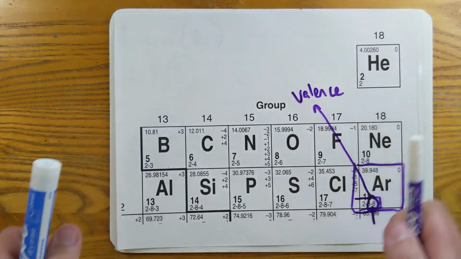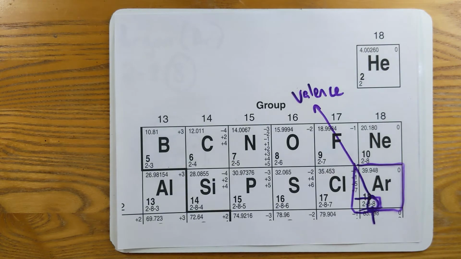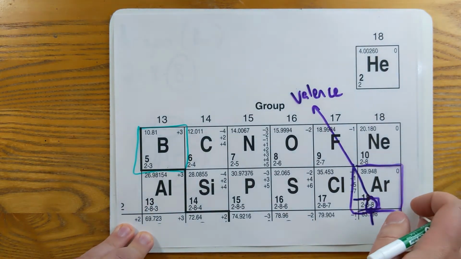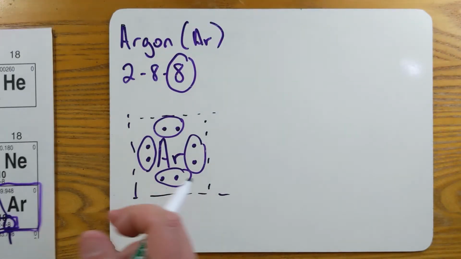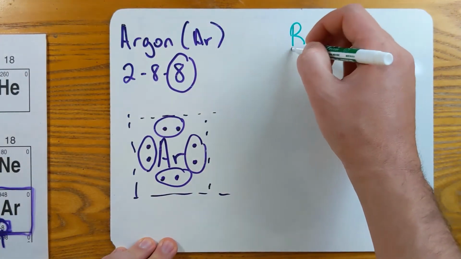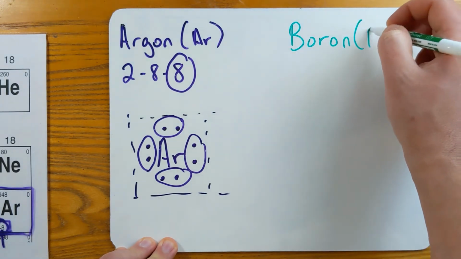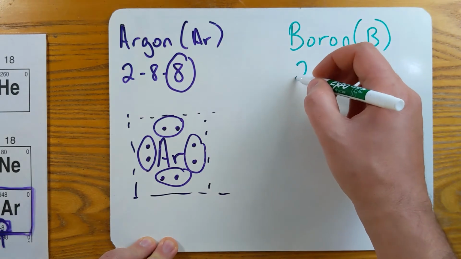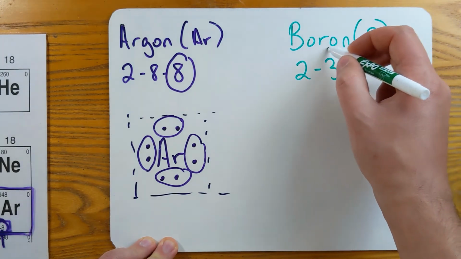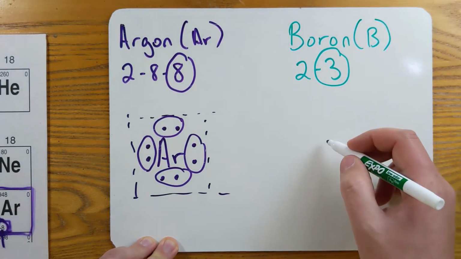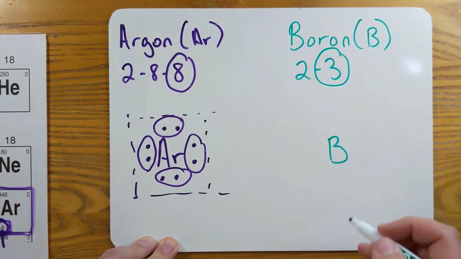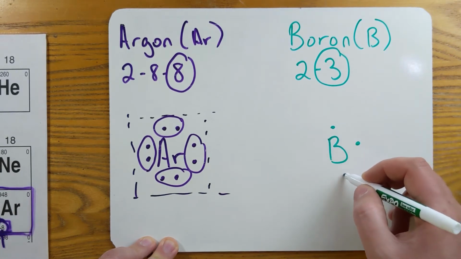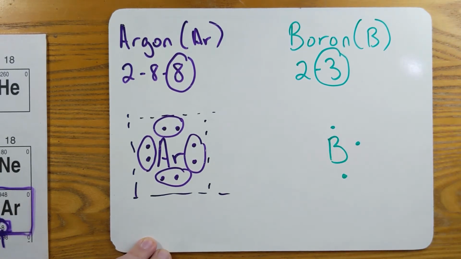So if we were to look at the element boron, okay, so I'll rewrite over here. So boron, element B, or symbol B, has a configuration of 2-3. All I need is the last number. So the element symbol is B, and I draw 3 dots. 1, 2, 3. And that's all.